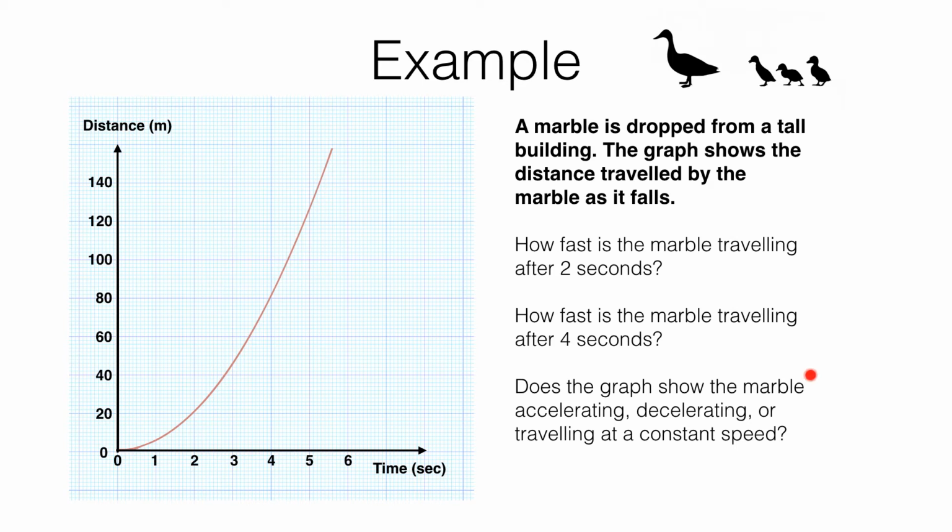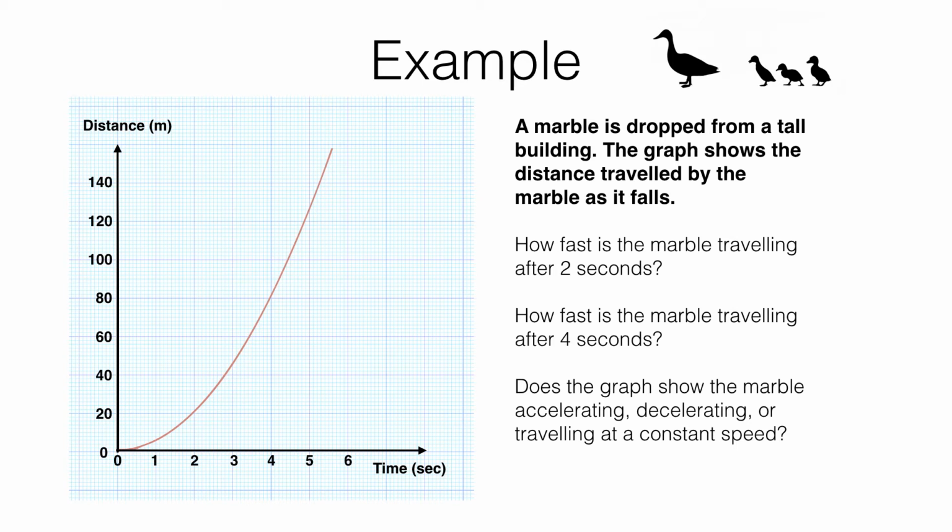Before we do that, let's have a look at this third part. Does the graph show the marble accelerating, decelerating, or travelling at a constant speed? Accelerating means getting faster, decelerating means getting slower. Travelling at a constant speed obviously means just travelling at the same speed throughout. Now, keep this big idea in mind. For a distance time graph, the gradient gives us the velocity. And of course, from the velocity, we can easily write down the speed.